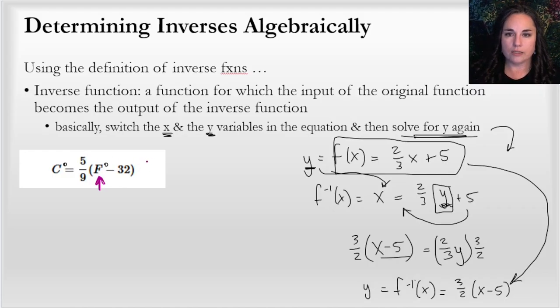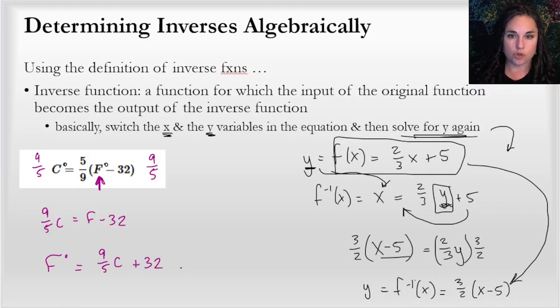In order to do that, I need to multiply both sides by 9/5. So I have a 9/5 here and a 9/5 here. So 9/5 Celsius equals Fahrenheit minus 32. So if I want to find degrees Fahrenheit, I'm going to take 9/5 of degrees Celsius and add 32. That's how I would find Fahrenheit if I'm given Celsius.